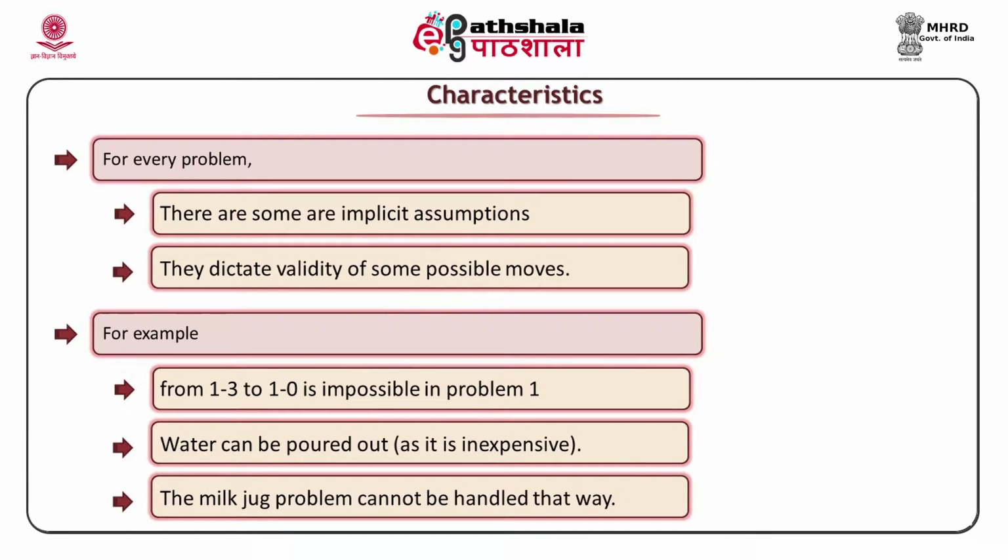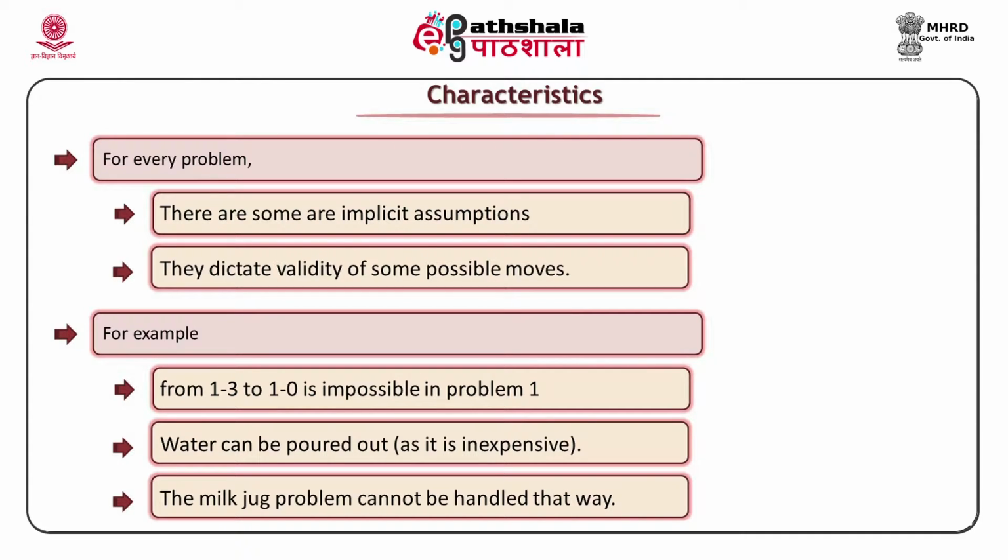Unlike that, we can't pour milk out of the jug. Why? Milk is expensive, you cannot pour it out. So these are implicit assumptions in the problem itself. How to get them is a hard problem. Sometimes people say it is a question of common sense, but common sense, believe me my friend, is very uncommon.